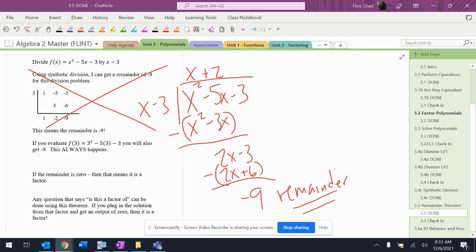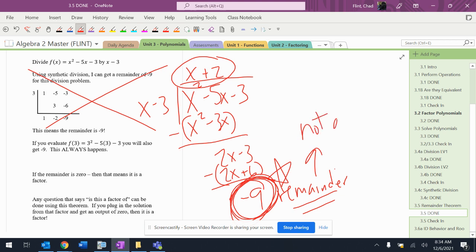But if I did x squared minus 5x minus 3 divided by x minus 3, I would end up with this situation right here. I'd get x plus 2, but I would get this remainder right here. So since it has a remainder, it's not a factor.